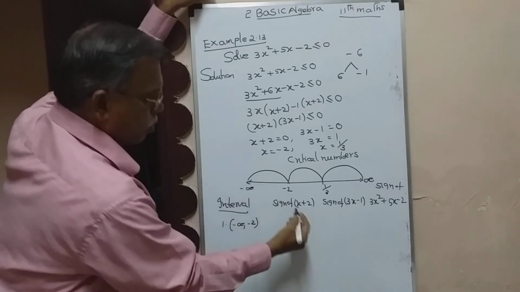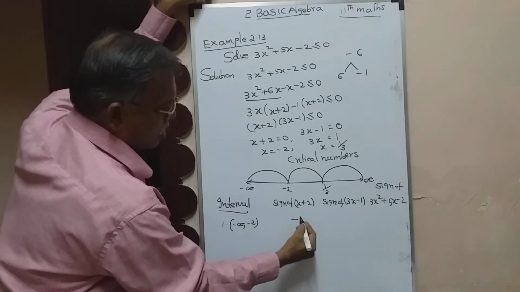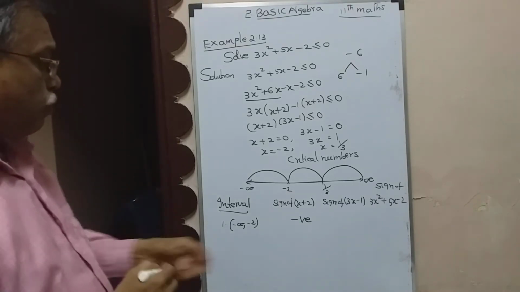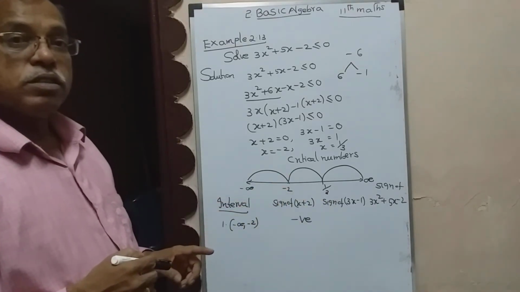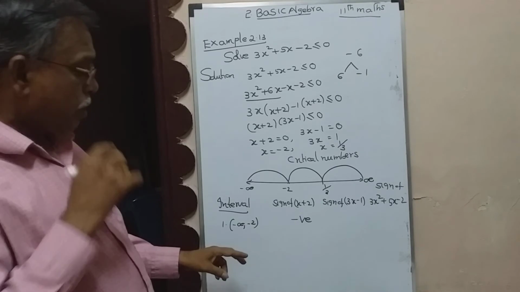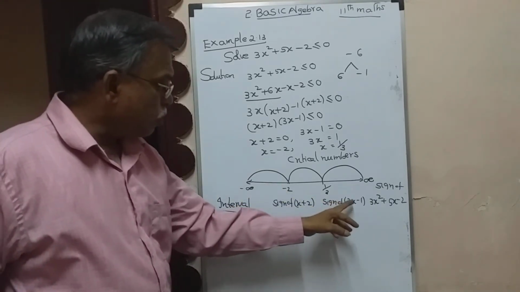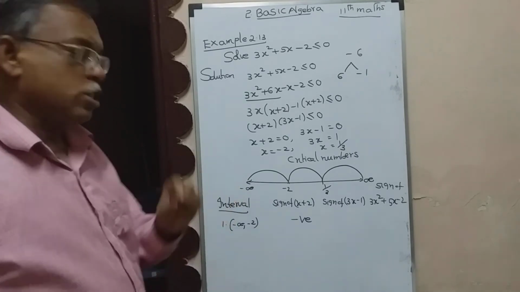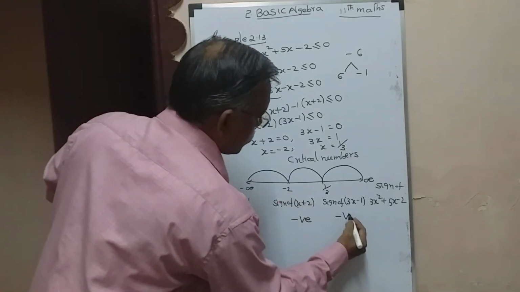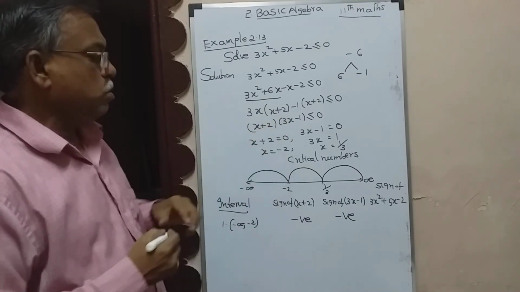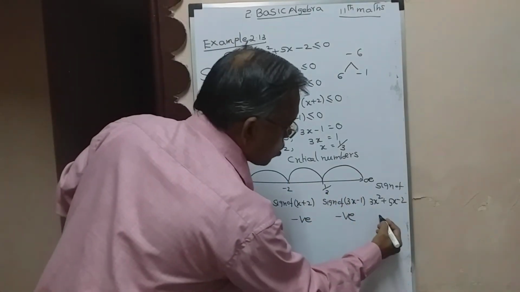Suppose minus 3, I put minus 3 plus 2, minus 1. So it is negative. Right? Next, sign of 3x minus 1. So 3x minus 1 means again minus 3 I am taking. Okay, students. 3 into minus 3, minus 9, minus 1. So this also negative. But these two factors are multiplied here. So negative into negative, positive. So this becomes what? Positive.